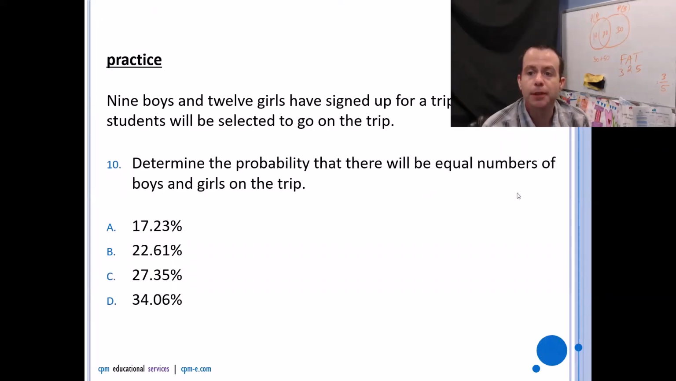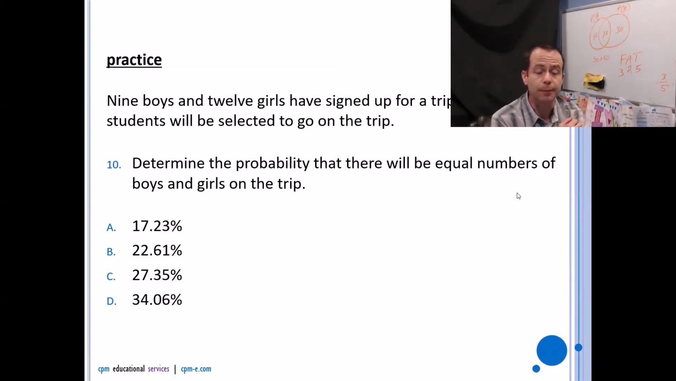All right, determine the probability that there will be equal numbers of boys and girls on the trip. Well, there's 6 kids going, so if I want equal numbers, I'd need 3. So I need to get 3 boys and 3 girls. So that would be 9 choose 3 and 12 choose 3. That would get me 3 boys and 3 girls. But what you have to remember is that we're thinking about this as probability, not just a combinatorics question. Probability is favorable over total. What I just described to you was the favorable portion, getting groups of equal amounts of boys and girls. So 9 choose 3 times 12 choose 3 would get me the favorable outcomes.